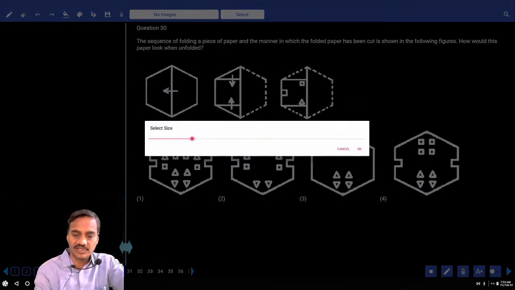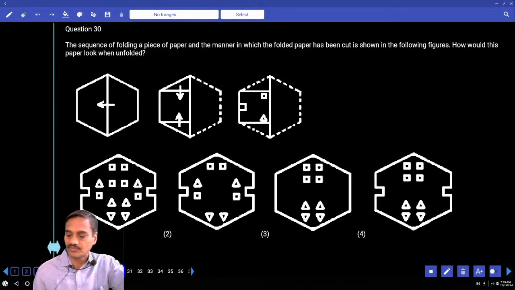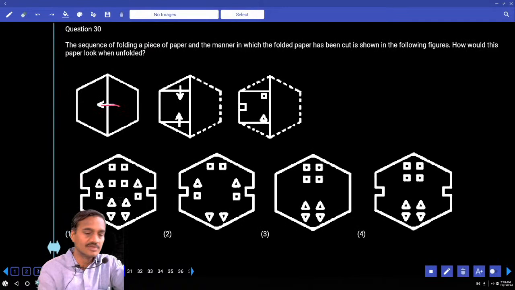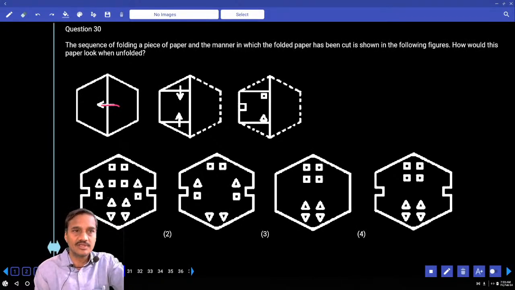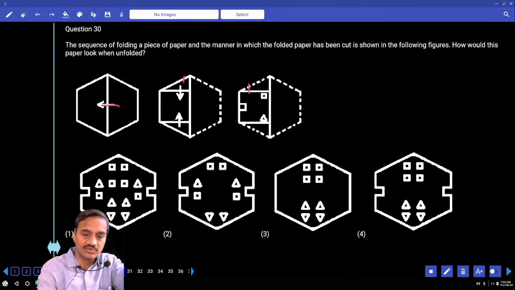paper folding and paper cutting. First one, from here to here, this is vertically halved. Then from here onwards, now only this part will get changed.